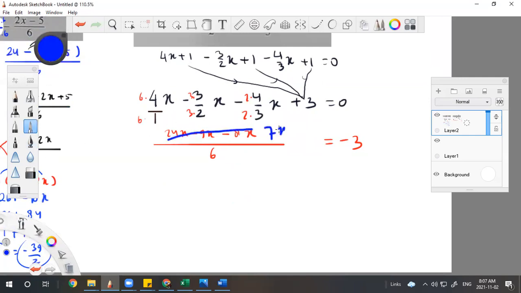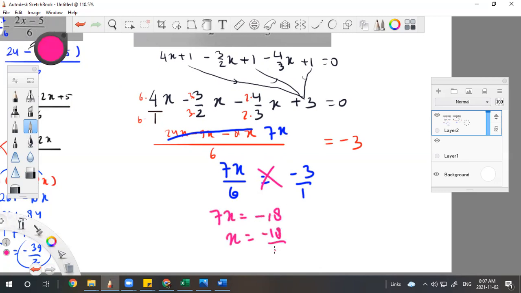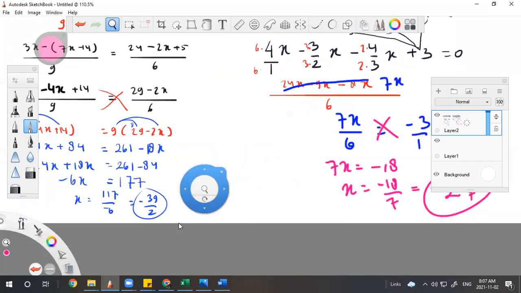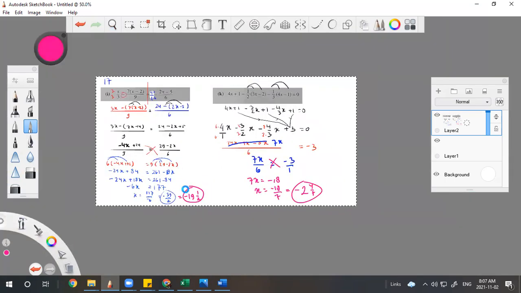Ini jadi kita gampangin aja. Cross, jadi 7x. Nah, ini 7x over 6 equals negative 3. Nggak ada fraction di kanan. Taruh aja 1. That's the best. Ya. Cross. 7x equals negative 18. Right? Langsung aja. Oh, wonderful pink. Negative 18 over 7. Berarti negative 2, 4 over 7. Tadi lupa. Ini jadinya negative 19, 1 over 2. Okay, that's it. What you can do.